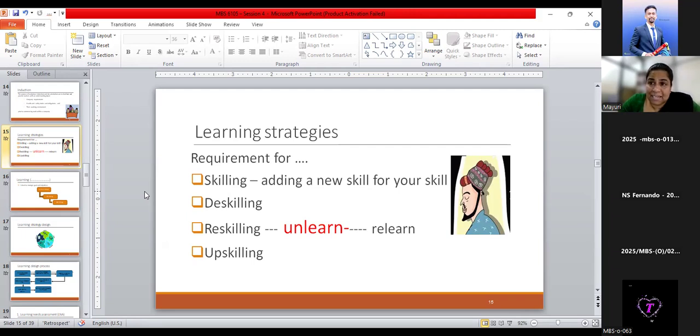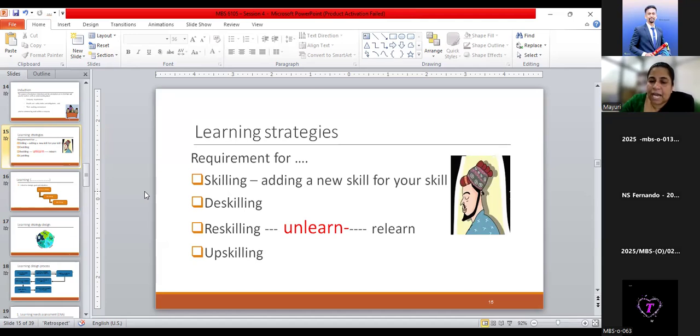It can happen at any time of your life. Reskilling: when you are upgrading your analytical tools, earlier we did something with, let's say, PLS, and then I forget about PLS. Now I'm doing SEM. Likewise, some methods. Earlier I was doing it manually, now I'm doing it a different way. So you unlearn what you were doing, and you relearn what you really need. Reskilling is that.